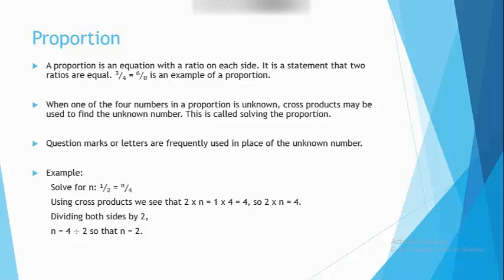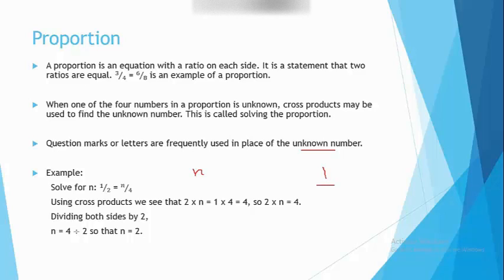Question marks or letters are frequently used in place of the unknown number. So consider an example: solve for n, 1 half equals n by 4. The unknown term here is n. We can find the value for n by using the cross products.